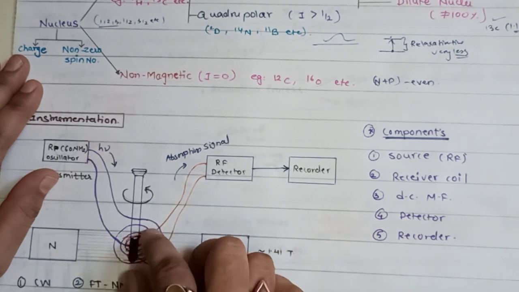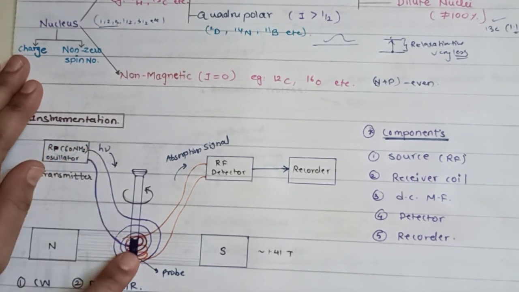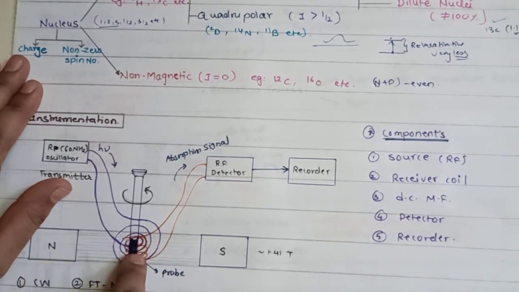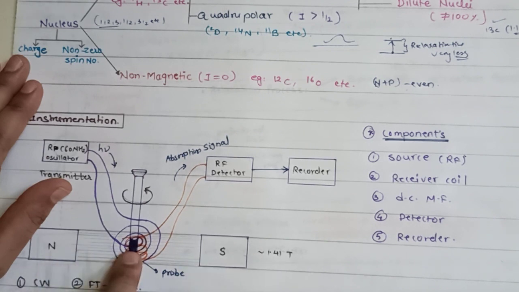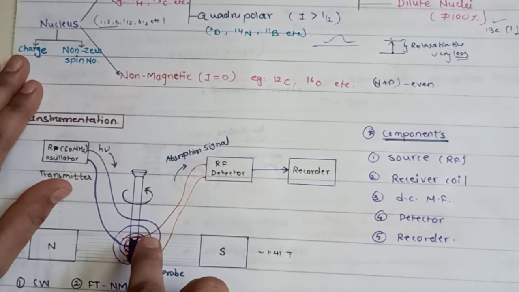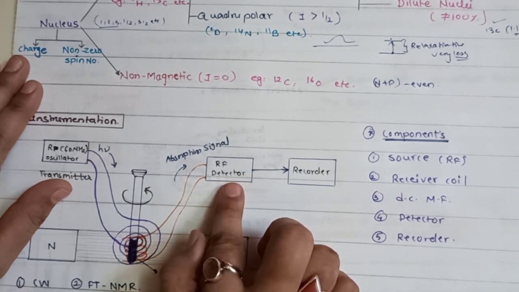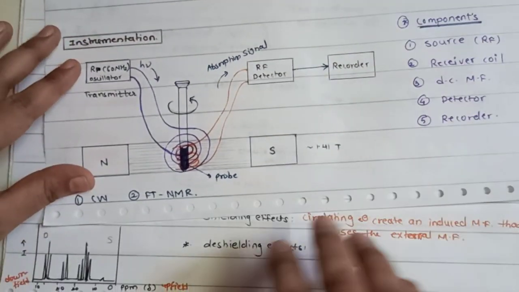So यहाँ पर आपका sample है, in that sample some nuclei will be present, electrons are going to be present, so the nuclei are going to absorb the radio wave frequency. Okay, so at the same time when this tube is spinning in the presence of this magnet, the other coil, which is actually your pickup coil, will take that absorption signal and provide it to the detector. Then this detector records the data and provides it to the recorder, and then we will get such type of spectra.